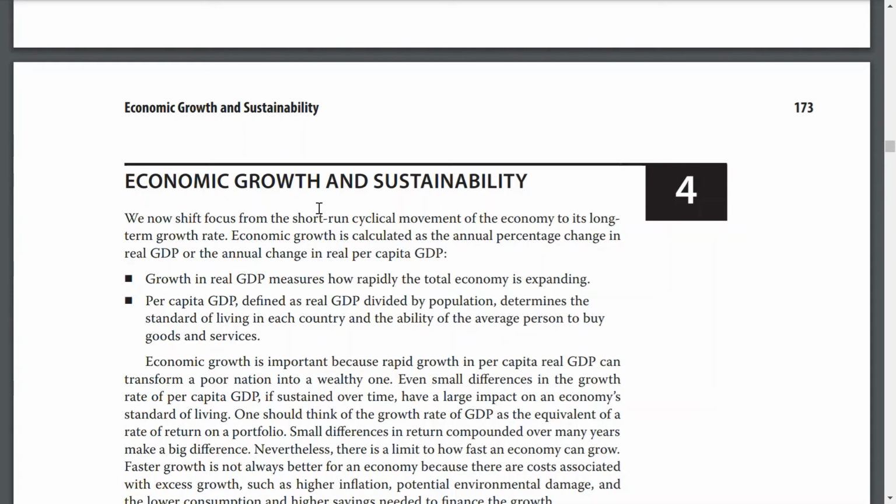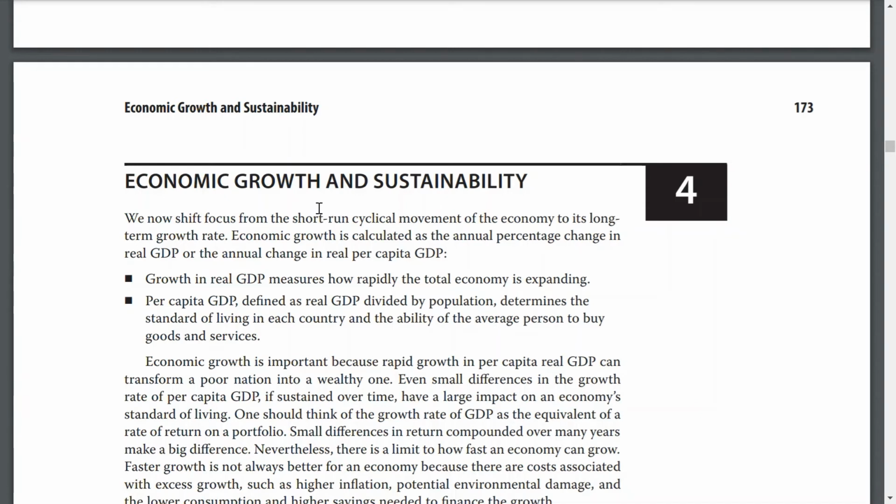per capita GDP. Growth in real GDP measures how rapidly the total economy is expanding. Per capita GDP, defined as real GDP divided by population, determines the standard of living in each country and the ability of the average person to buy goods and services.